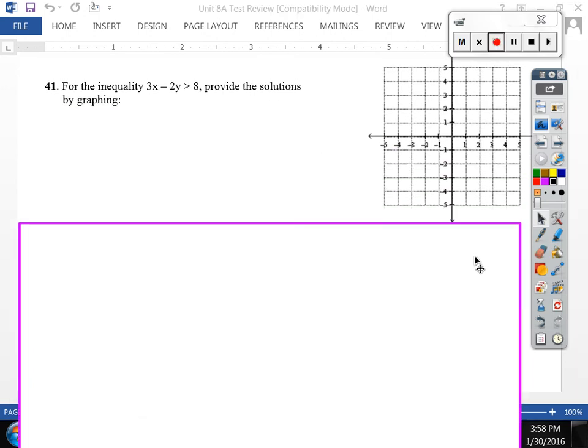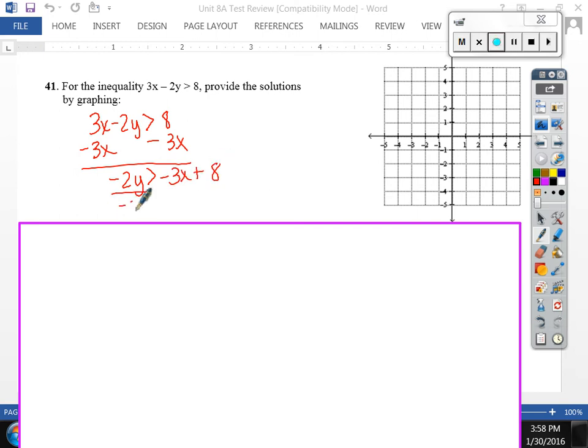Okay, now we want to graph an inequality. So to graph this inequality, the first thing I have to do is solve for y. So I'm going to subtract 3x from both sides, and I get -2y is greater than -3x plus 8. Divide by -2, and I get y. Now I divided by a negative number, so I have to flip my sign. Negative over a negative is a positive, so that's 3/2 x. Positive over a negative is negative, so that's -4.